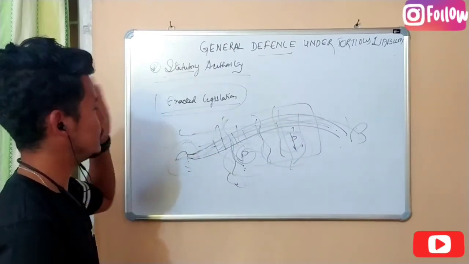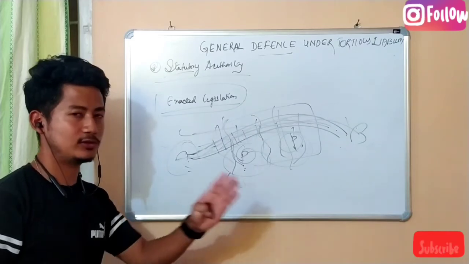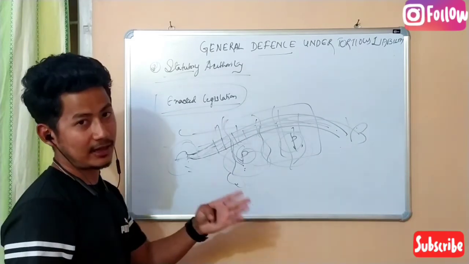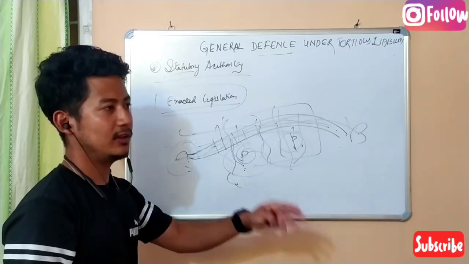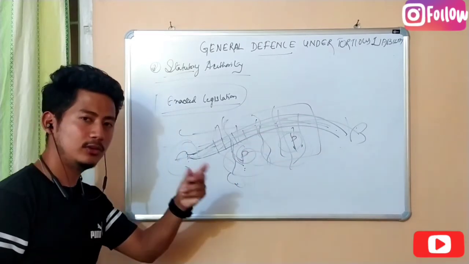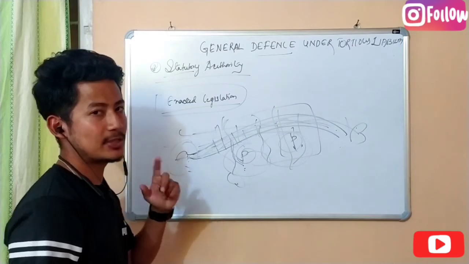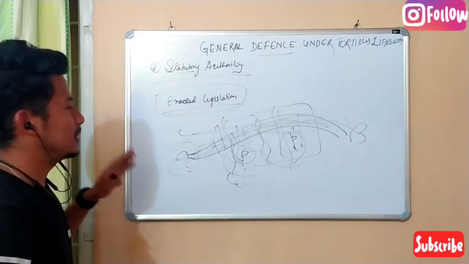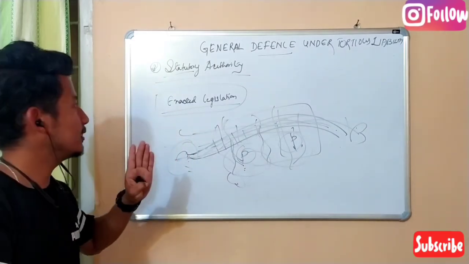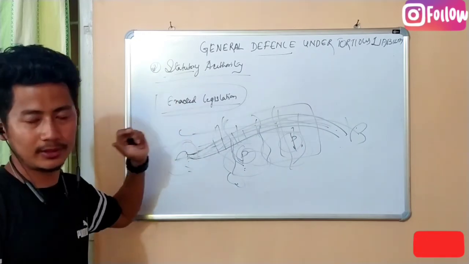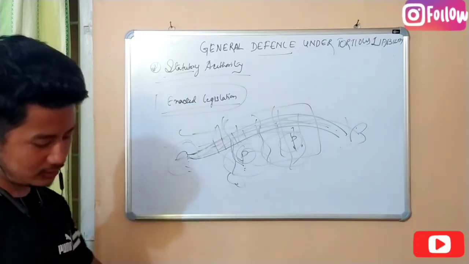So under the statute, if a person is authorized to do a certain act, and that act becomes harmful to another person, that person will not have the right to sue the defendant, because the defendant is acting under the statute. That's what it means.